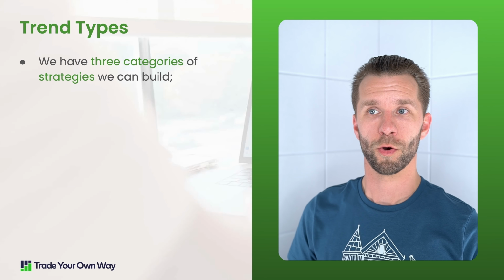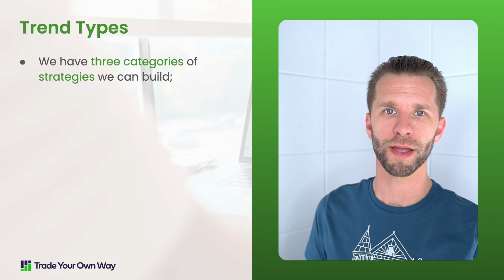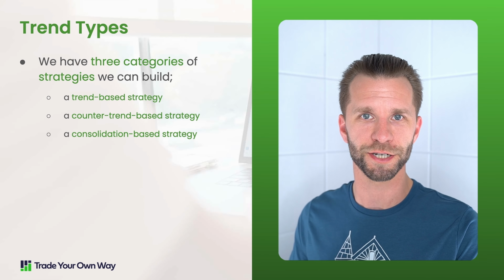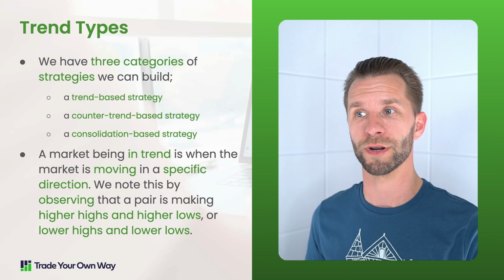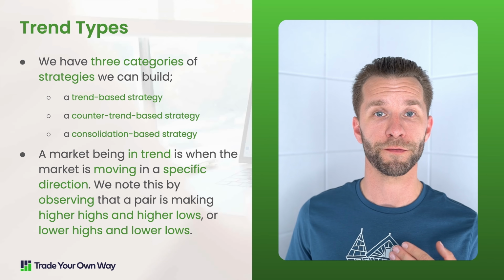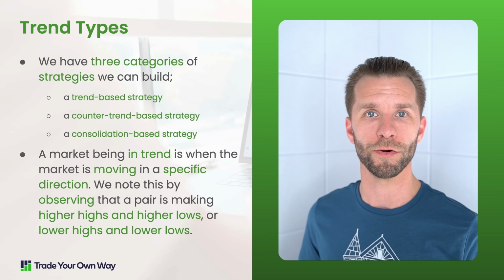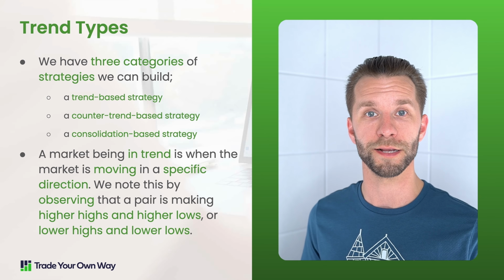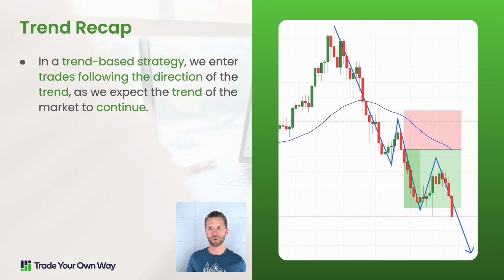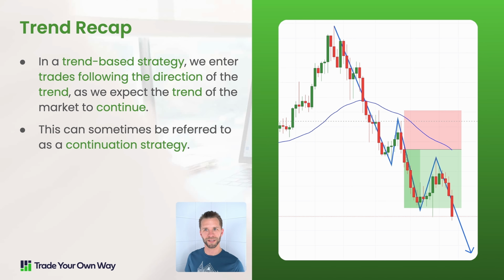In terms of trend, we have 3 categories of strategies we can create: a trend-based strategy, a counter-trend-based strategy, and a consolidation-based strategy. A market being in trend is when the market is moving in a specific direction. We note this by observing if the market is making higher highs and higher lows, or if the market is making lower highs and lower lows. It's easier to recognize if we draw this in. In a trend-based strategy, we enter trades following the direction of the trend, as we expect the trend of the market to continue. This can sometimes be referred to as a continuation strategy.